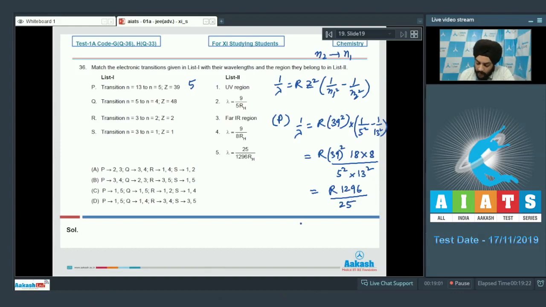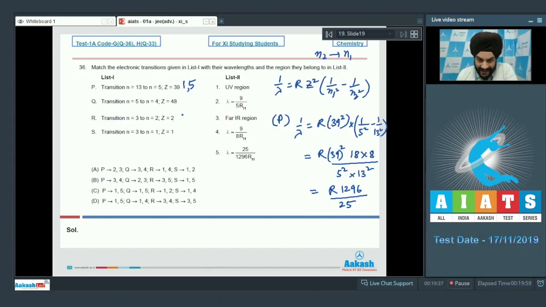And if we talk about the region in which this lies, students, so we know that the first line of the Balmer series of hydrogen lies in the visible region. So if the lambda is less than that, we can conclude that it will lie in the UV region. Okay. So students, this wavelength is very less than the one corresponding to the first line of the Balmer series in hydrogen atom. So this will lie in the UV region. So 1 will be a match, students.